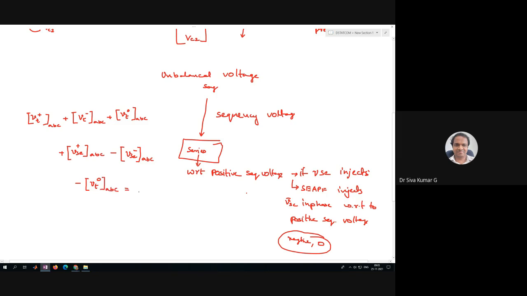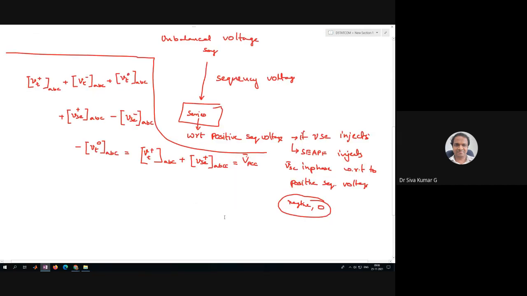Then what we get at the PCC is VT positive sequence of ABC voltages plus VSC positive sequence of ABC. This is the voltage which is at the PCC. Okay, this is the PCC voltage.